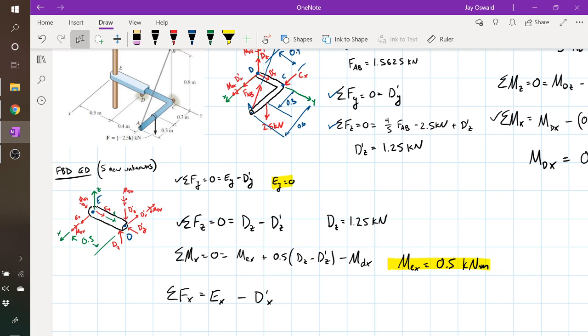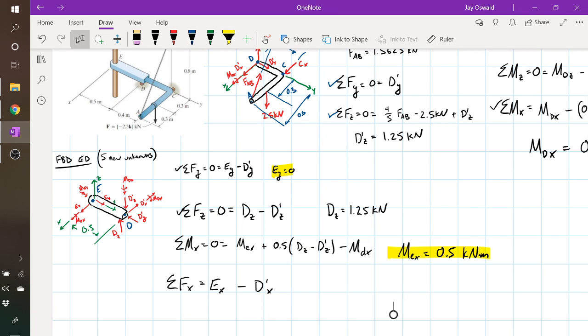Okay. And then we don't have the other moment equations here. So sum of moments about Z is equal to 0. And this one is going to give me minus MDZ, and then just 0.5 times D prime X, and nothing else, right? That would just be 0, wouldn't it?